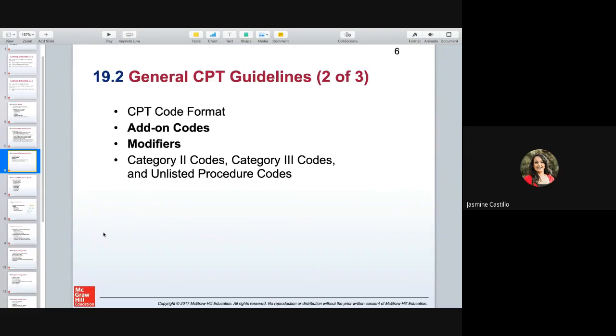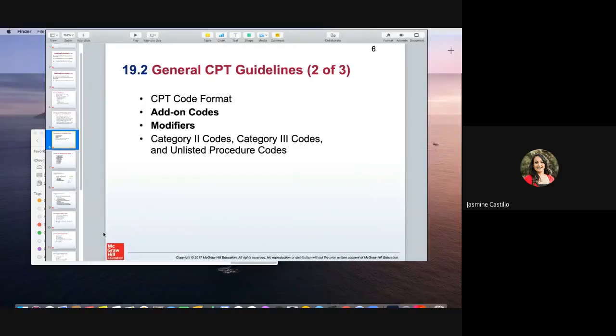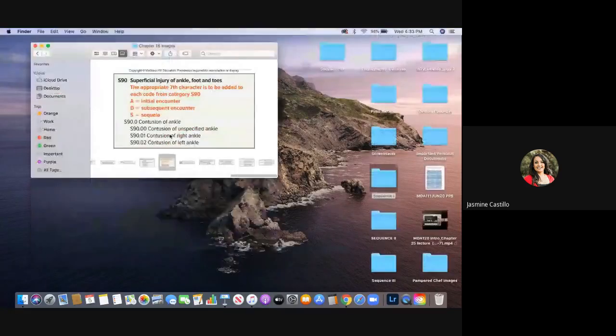Modifiers, these are one or more 2-digit modifiers. We can use one or more, but they're only 2 digits. So the cap on using these for each procedure code is 4 modifiers to each procedure code, but they have to be assigned to the main procedure code. So I know I have images of this, so let me go to those real quick.